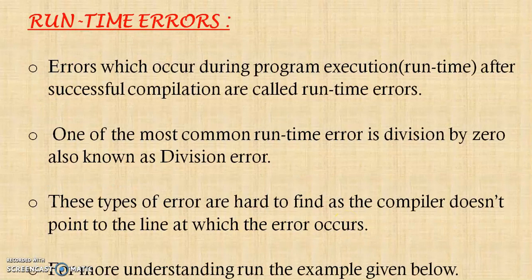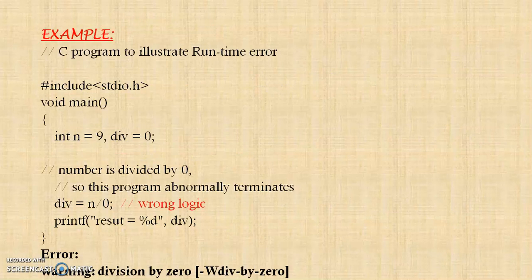Runtime errors. Errors which occur during program execution, that is at runtime after successful compilation, are called runtime errors. One of the most common runtime errors is division by zero. It is also known as a division error. These types of errors are hard to find as the compiler doesn't point to the line at which the error occurs. For more understanding, we'll go with an example. Now 9 is a number being divided by 0. So this program terminates abnormally and enters into wrong logic.